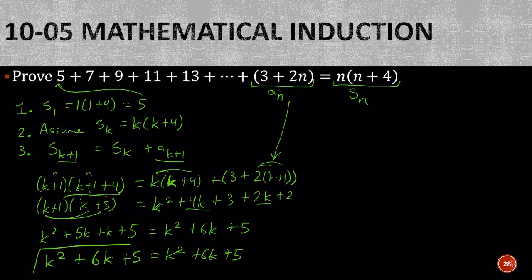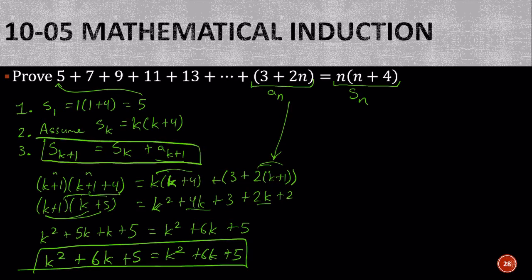Notice both sides are exactly the same. Thus it's equal. Since it's equal, that means that adding up all the terms through k plus 1 is the same as adding up all the terms through k plus the next term, which means our sum formula works.